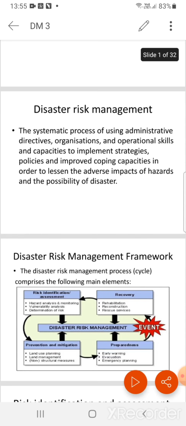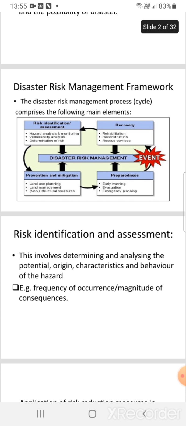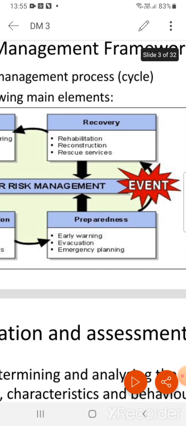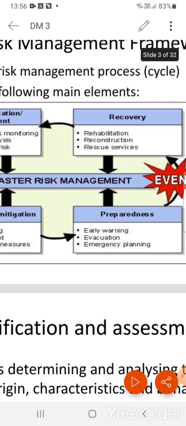Now, disaster risk management comes under a framework. The framework involves the outbreak of the event. The event, when it breaks out, leads to hazard and disaster. But in order to prevent the formation of a disaster, we have to make a disaster risk management system.